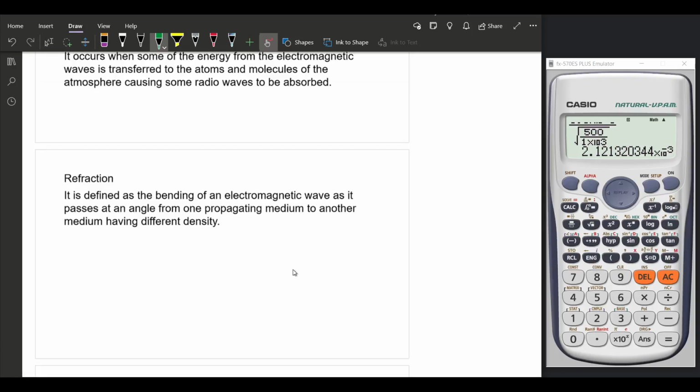Okay, so the refraction. Apat yun eh. So the refraction, the reflection, the diffraction, and the interference.